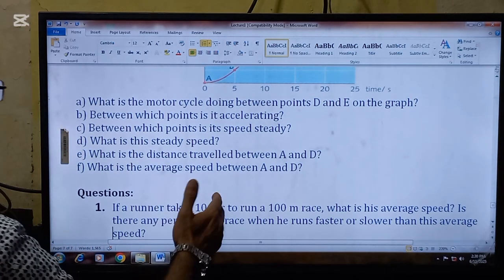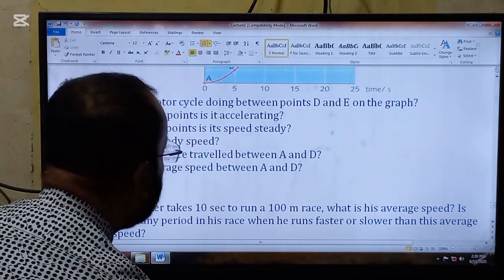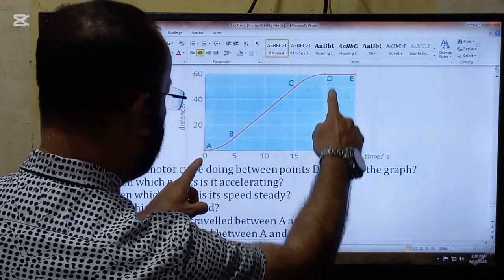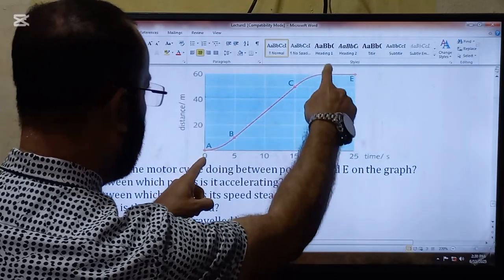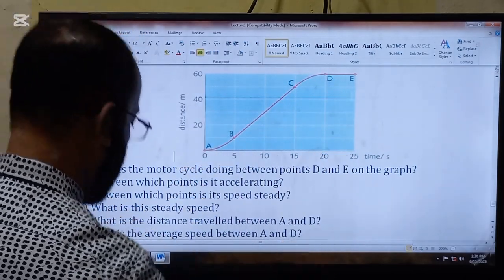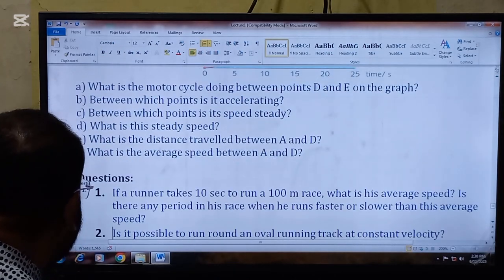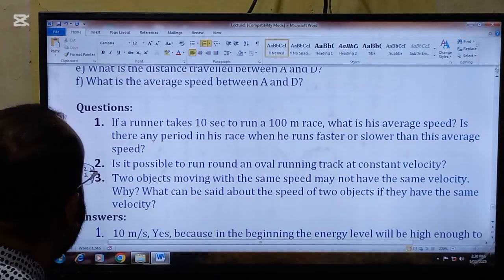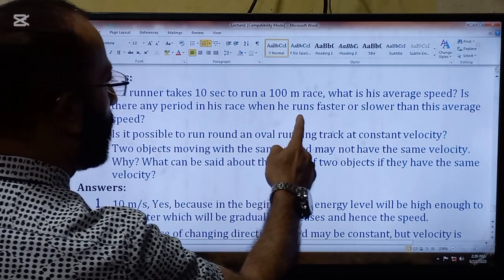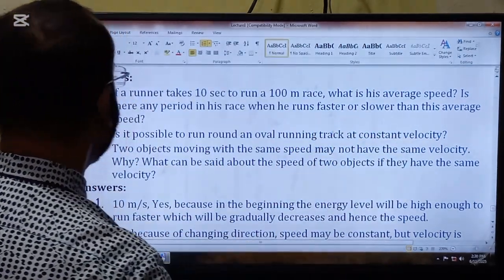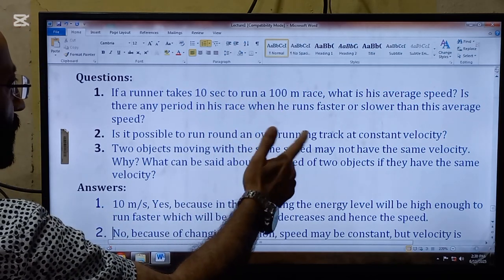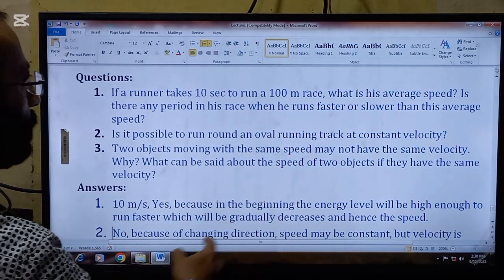What is the average speed between A and D? Between A and D, the total distance is 60 and the total time is 20. So 60 over 20 will be 3 meters per second. Here is another question. If a runner takes 10 seconds to run a 100-meter race, what is his average speed? Average speed will be 100 over 10, that will be 10 meters per second.